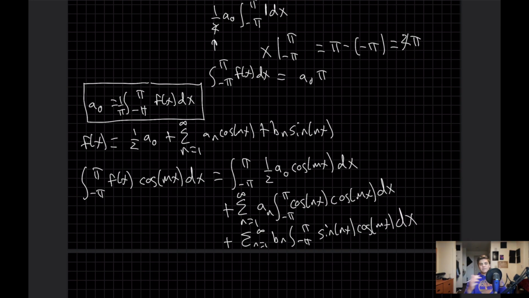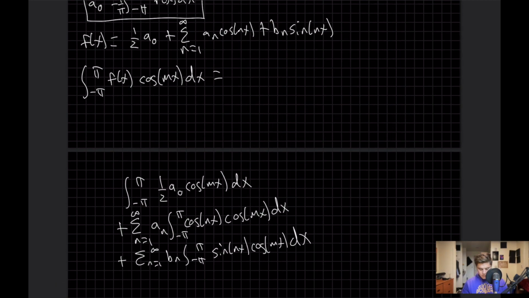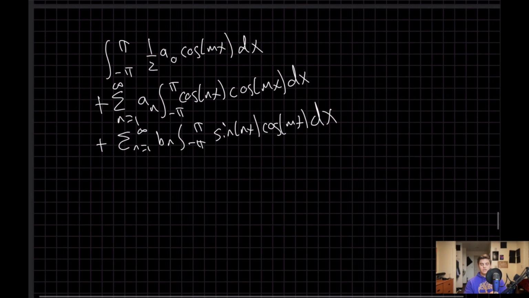Now, similar to the last problem, a lot of these things are just going to end up being equal to 0. So let's focus on just this part. The very first thing we notice is that this is an odd function times an even function, which makes it an odd function over an entire symmetric interval from negative pi to pi. That ends up going to 0.